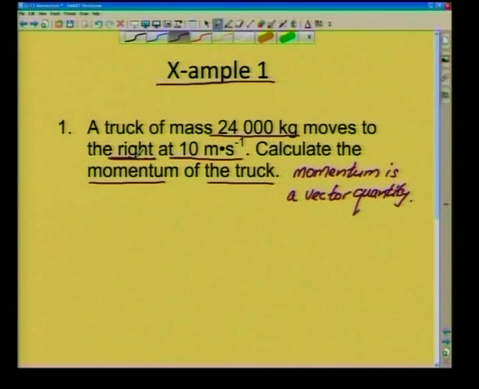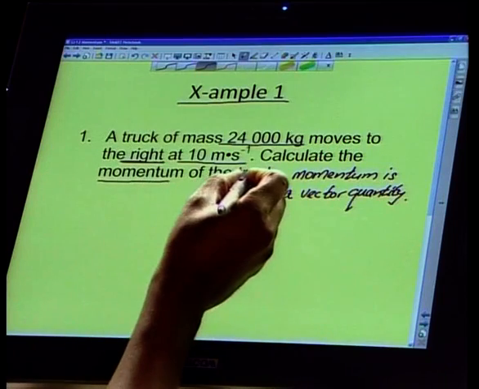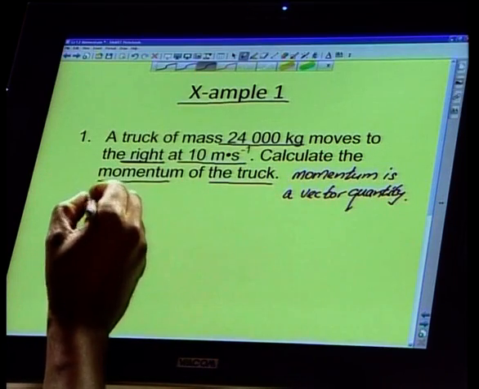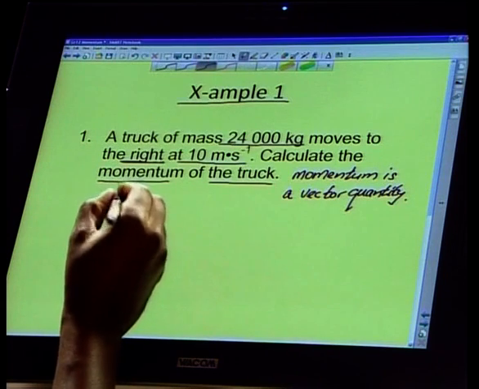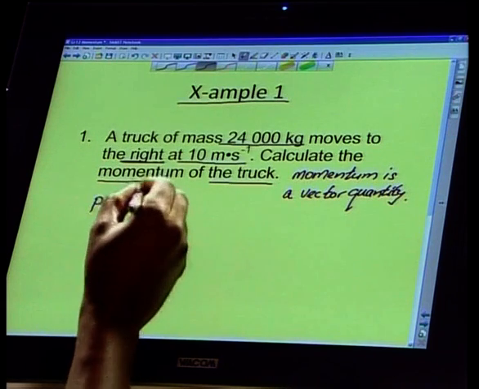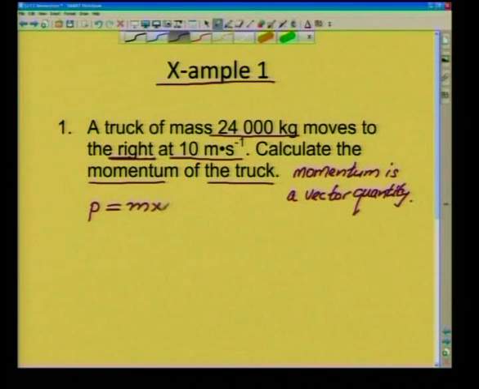Because at the end of it all, if we were to calculate for momentum, we need to account for the direction because momentum is a vector quantity. Right. So calculate the momentum of the truck. We know that P means momentum. So momentum will be equal to mass times velocity. Now you would see that I'm always writing P equals m times v.